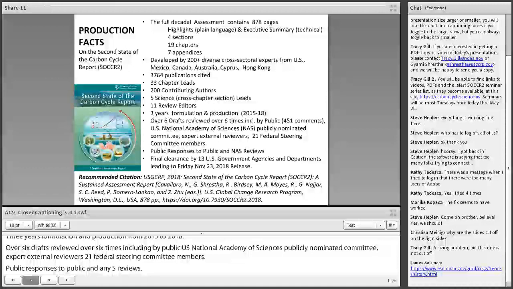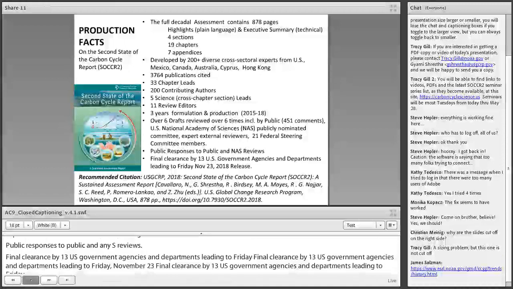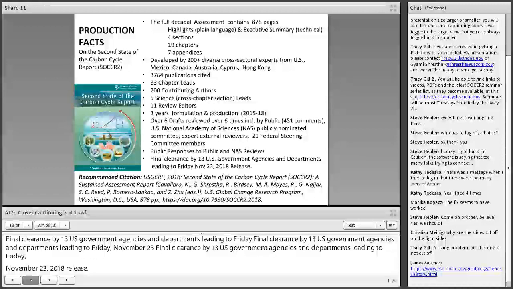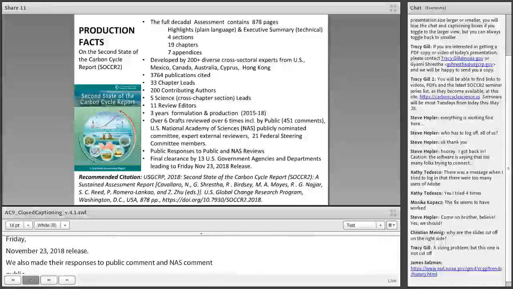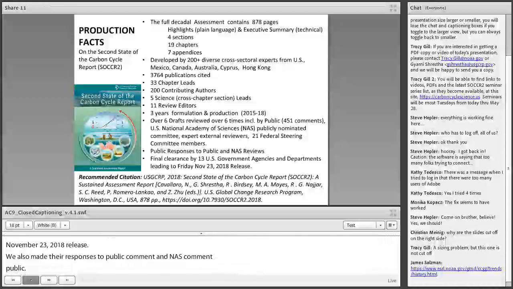We also made the author responses to public comments and NAS comments public on carbon2018.globalchange.gov. The final clearance of the report was carried out by 13 US government agencies and departments, which led to the final release of the report on Friday, November the 23rd, 2018.